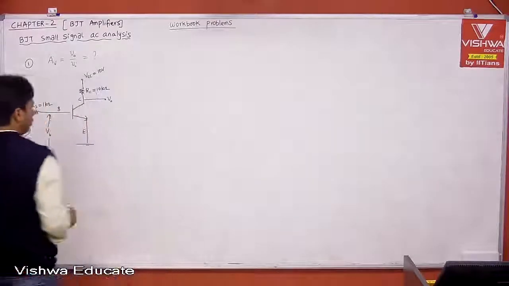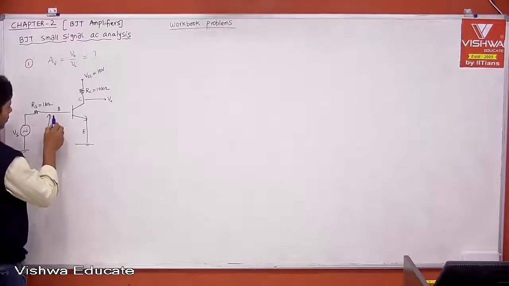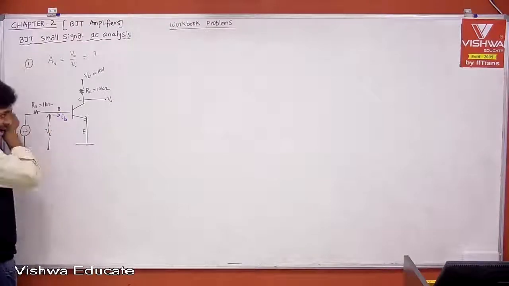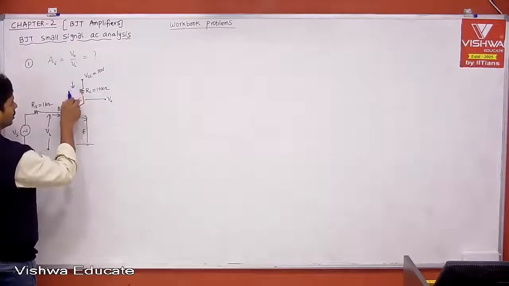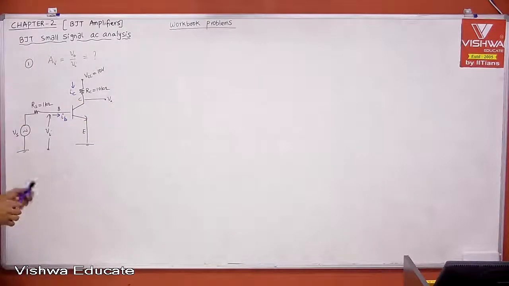Now, let me explain a little bit here with respect to real current flow. This is your base current, and this is your collector current, and this is your output voltage. I'm speaking only with respect to AC signals, but let me add a little bit about the DC, and then on top of DC, let me apply AC signals.